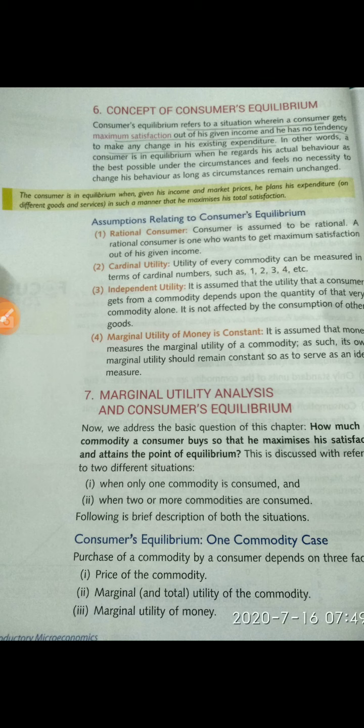And how is he able to get the satisfaction? When he is spending a certain part of his expenditure on the purchase of certain goods, and through that only he is deriving his satisfaction. Clear? So what are the assumptions of consumer equilibrium? We have four basic assumptions.